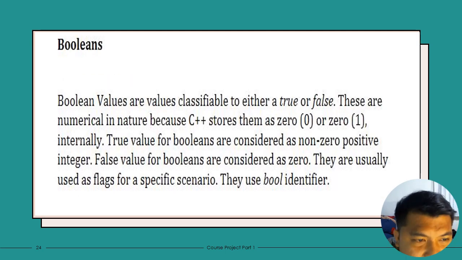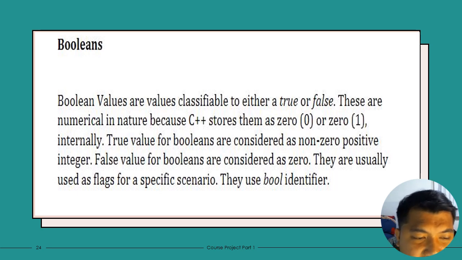How about the booleans? Boolean values are values classifiable to either true or false. Okay? These are numerical in nature because C++ stores them as 0 or 1 internally. True value for booleans is considered as a non-zero positive integer. False value for booleans is considered as 0. So kapag true value, non-zero positive integer, and pag false value is just considered as 0.